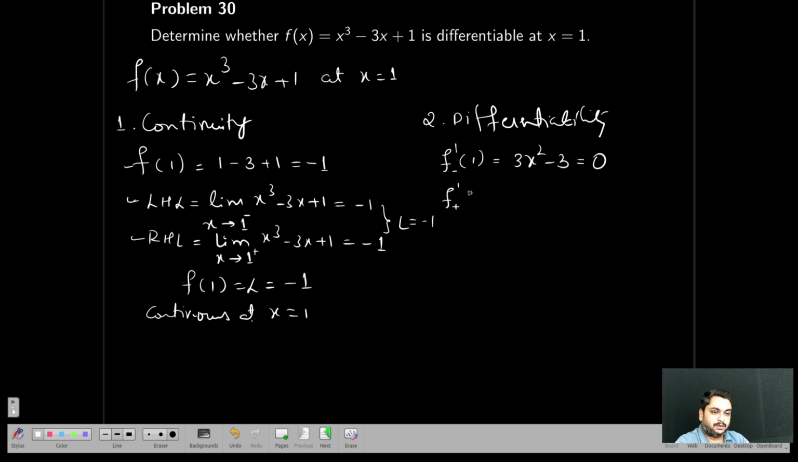Now derivative from the right hand side, right hand derivative. This will be again 3x square minus 3. This will also be 0. So both are equal. Hence, it is differentiable at x equal to 1.